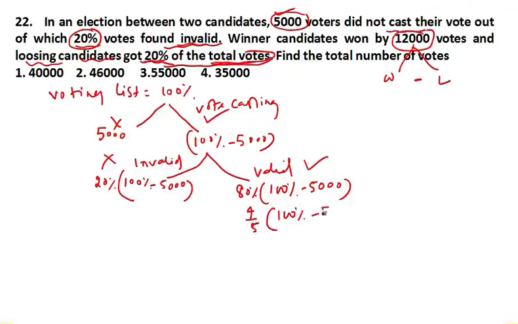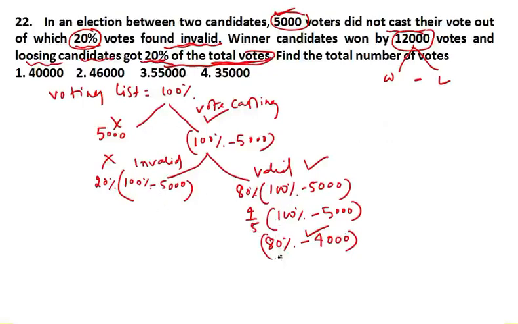Now please don't write this step. You have to do it directly. Now if you cut, you get 80% minus, if you cut, you get 4,000. So finally you get valid vote 80% minus 4,000. Okay, I hope this point is clear.